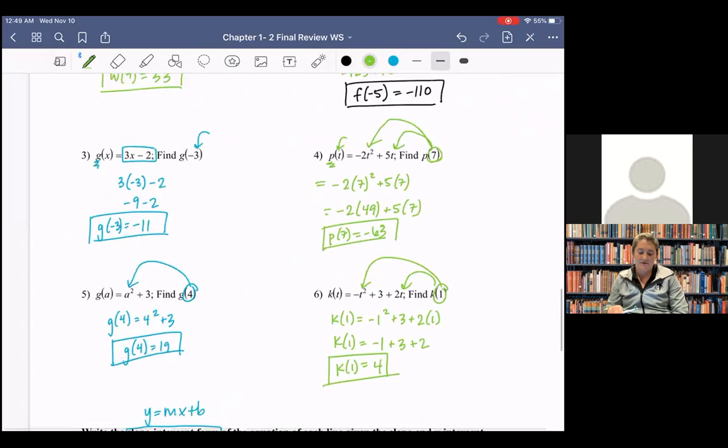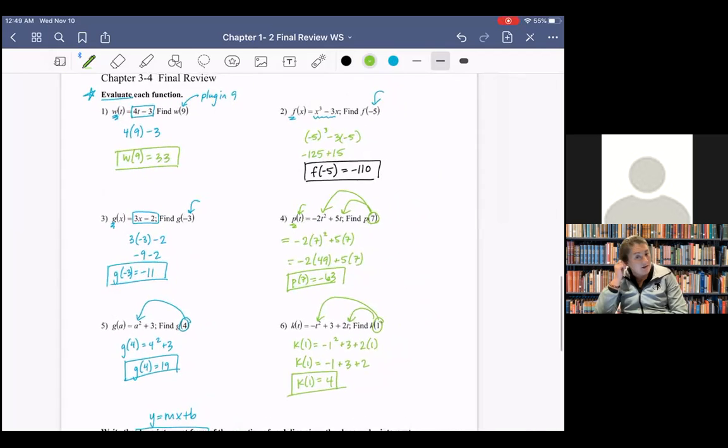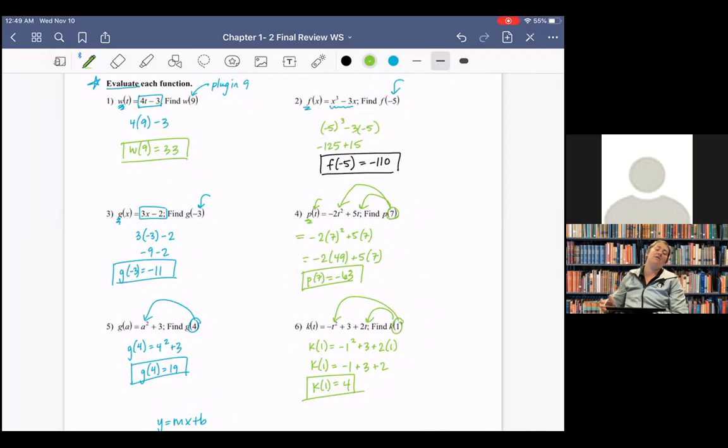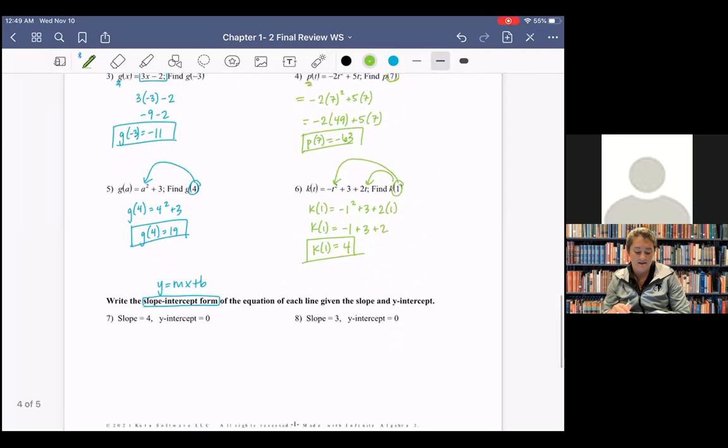Okay, that is solving for or evaluating each function. Whatever number they put in the parentheses, you're going to plug that in for the variable, put it in your calculator, and see what number you get out. That's your answer. So you could pause the video here and practice these 6 problems, plugging them in on your other version of the test.